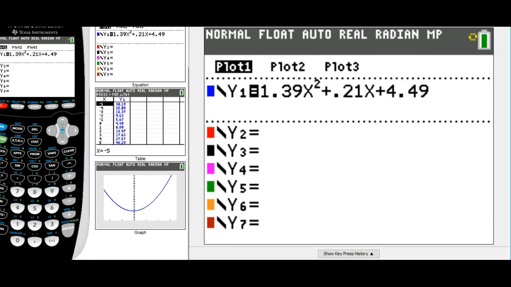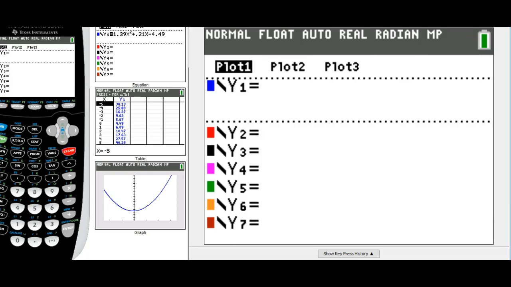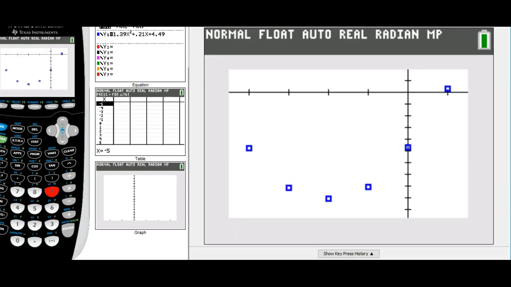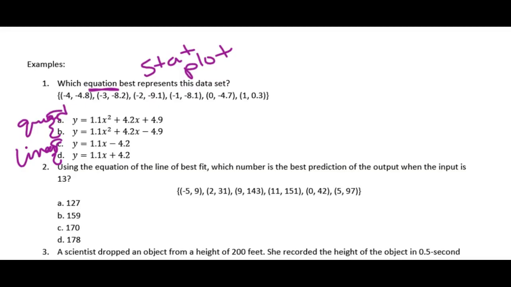So I'm going to go to y equals and clear out that equation. Then I'm going to go to zoom number 9 because I already have it set. Now, if I'm looking at that, I can clearly see that that is making a U shape. So I know I want to use quadratic regression. That helps me with my answers. I don't even need to look at these ones because it has to be quadratic.